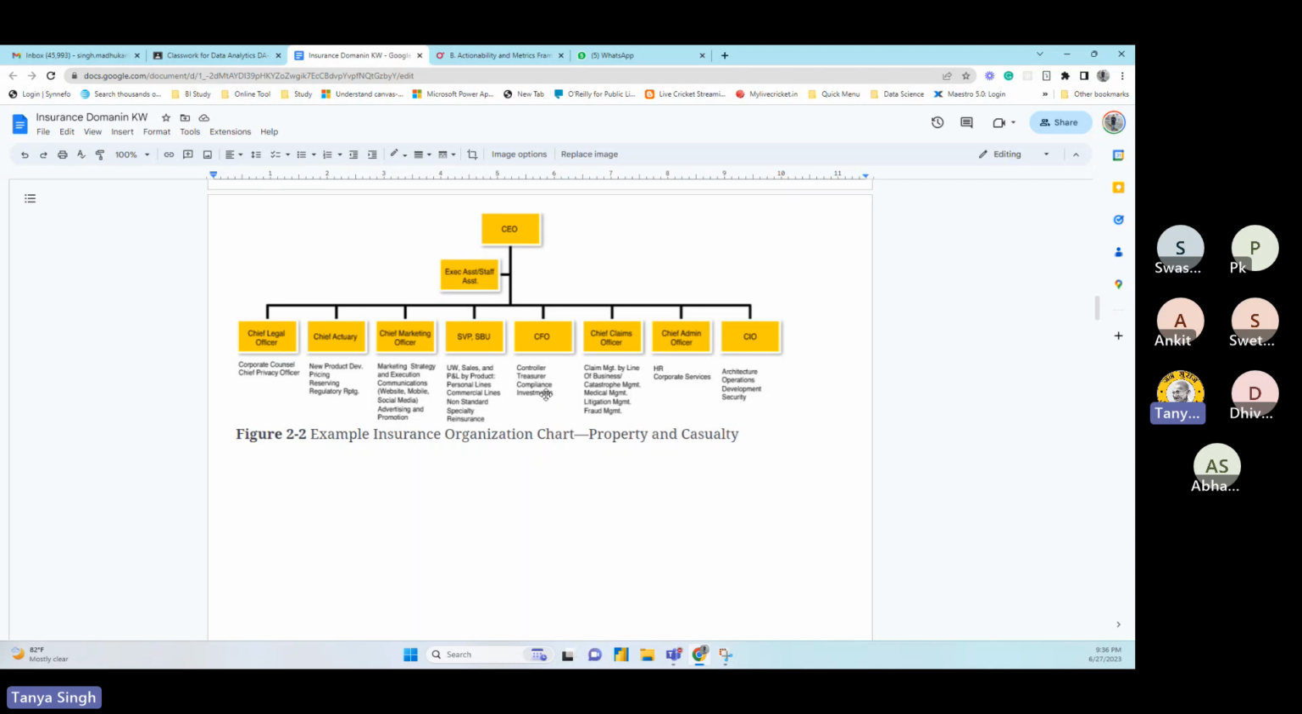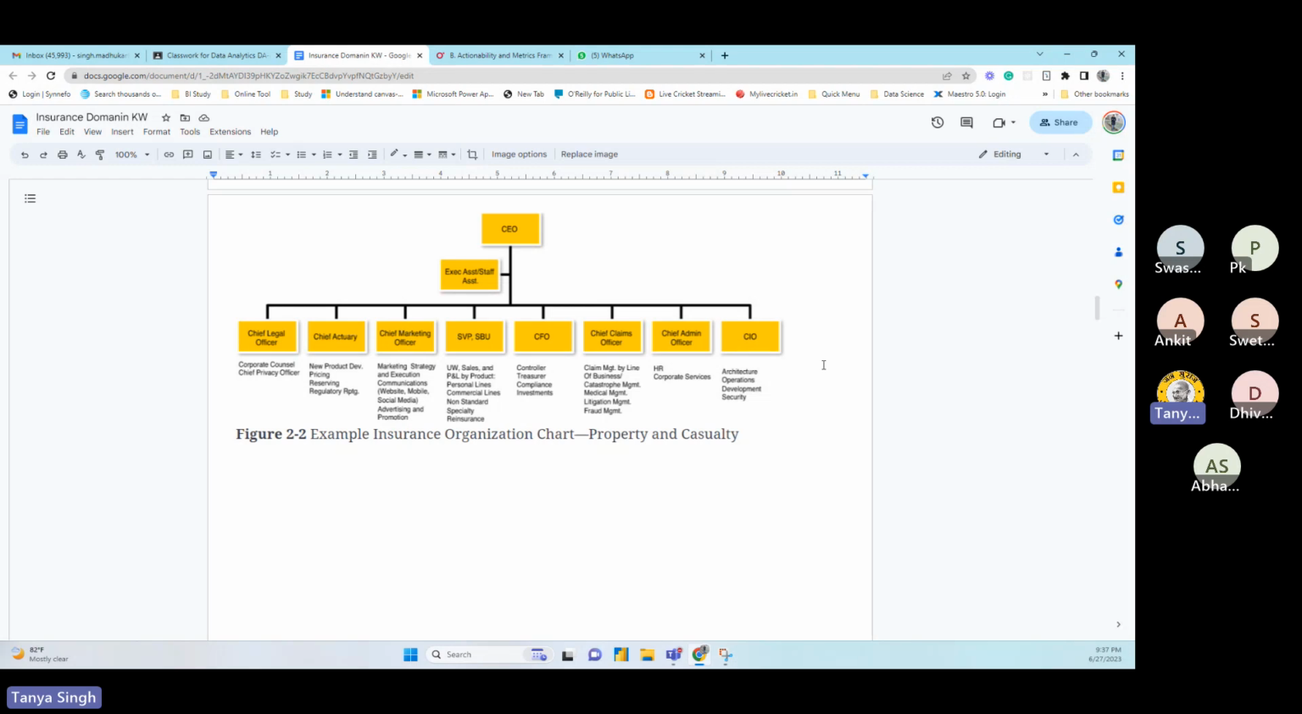The CFO is pretty standard in any company. Without a CFO, you cannot work. Then there is a chief claim officer, which you don't see in any other company except insurance. As I said, underwriting is the part where the company gets the revenue, and claim is the other part where they pay the amount to the customer, the policyholder. That's why claim is very, very big in any insurance company. So the chief claim officer is responsible for the entire claim department.